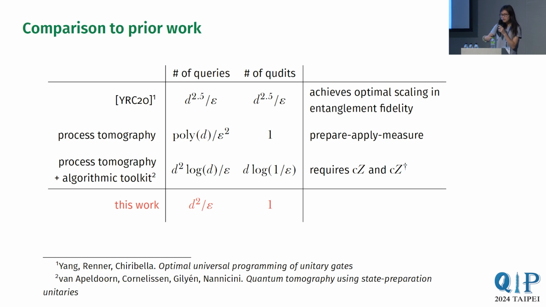And you can try to soup up this process tomography procedure, and this will give you something like d squared log d over epsilon, if you use things like amplitude estimation to get this Grover-like speedup. The issue is that you still have some space overhead. Also, you're using quantum linear algebra type techniques, and so you need these controls and inverses. So we sort of get the best of all worlds.